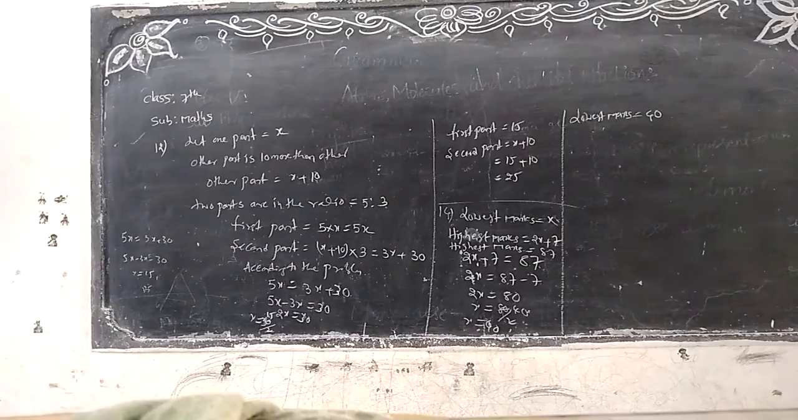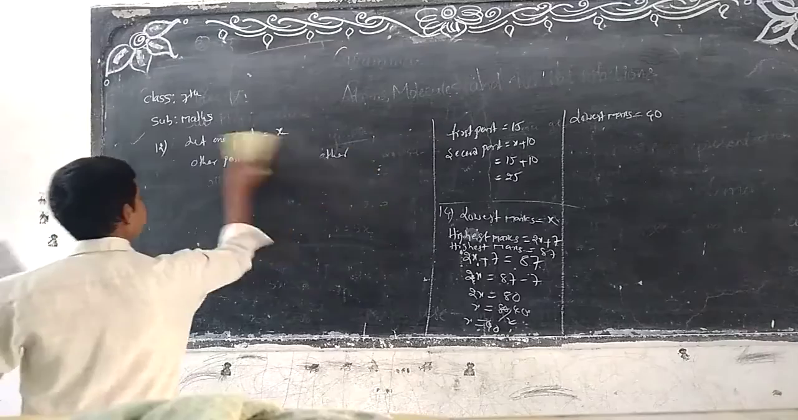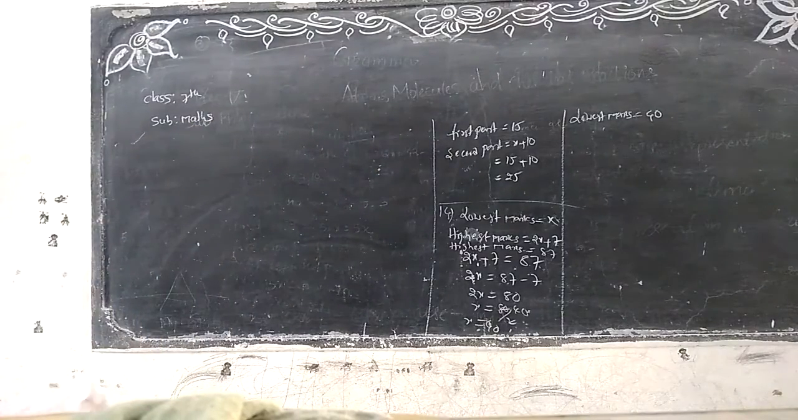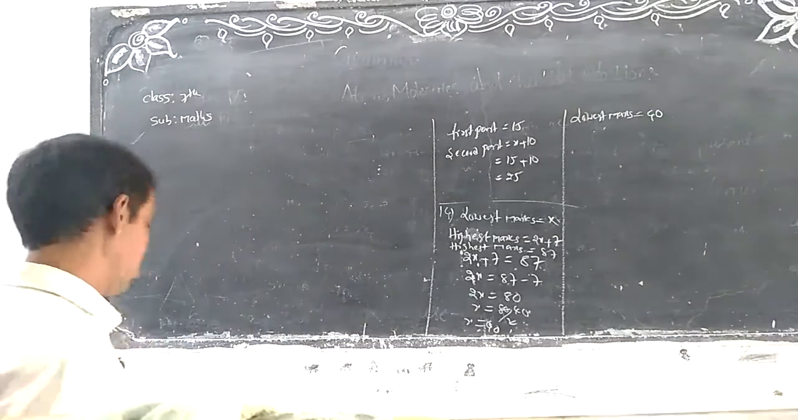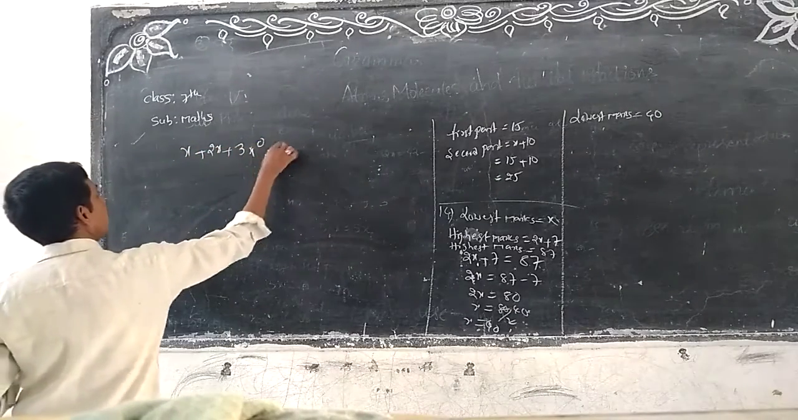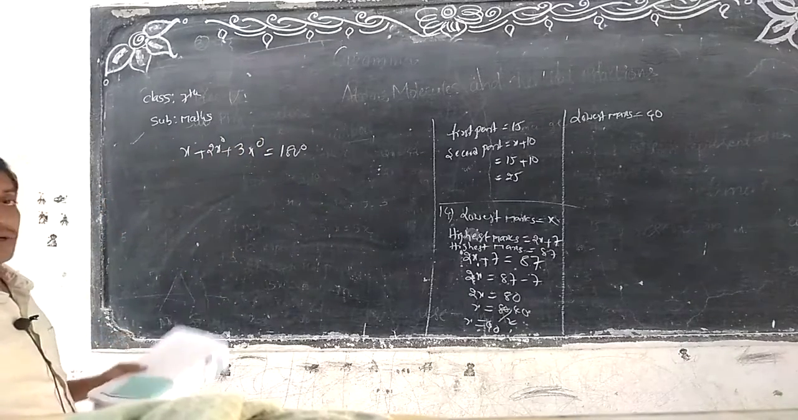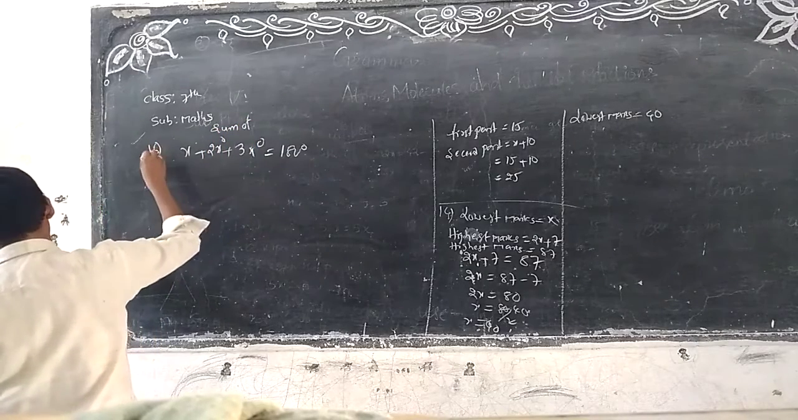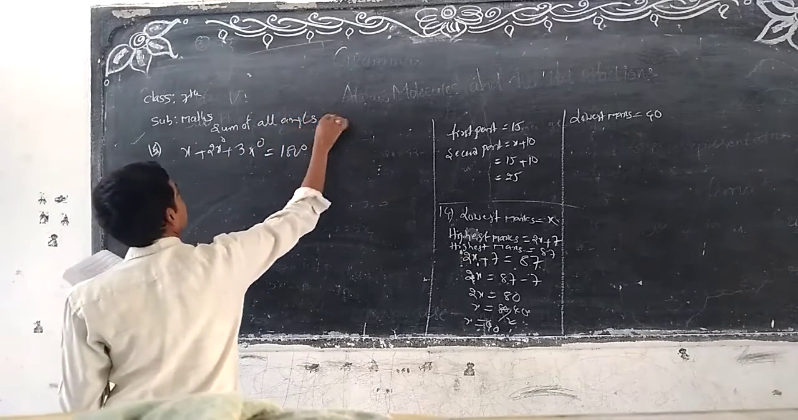Next, let us discuss the last and final problem. This problem I will also give as homework. In the adjoining figure, the three angles formed are x, 2x and 3x. So do one thing here: x plus 2x plus 3x, we have to equate to 180 degrees. Why? Because the hint is given here: the sum of all the angles at a point is equal to 180 degrees.